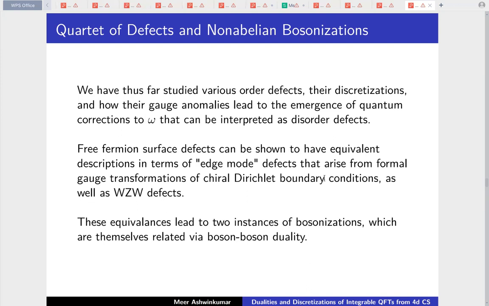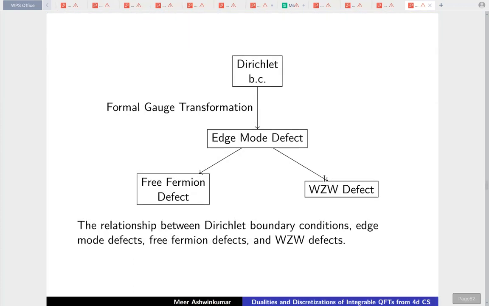And furthermore, this edge mode action can be shown to be equivalent to what is called a WZW surface defect. That means a surface defect with a WZW action. So the diagram is basically this. You have equivalence between the free fermion defect, the edge mode defect, and the WZW defect.